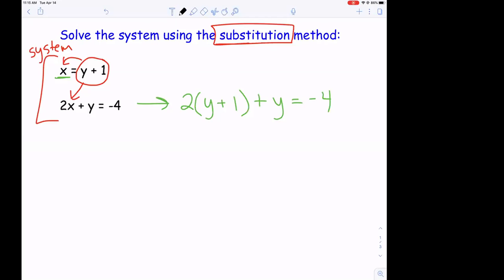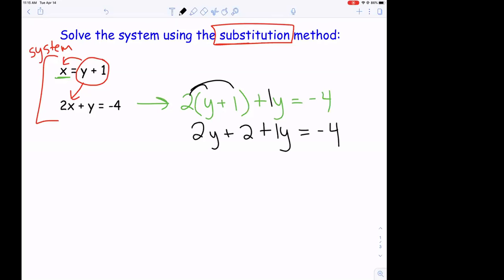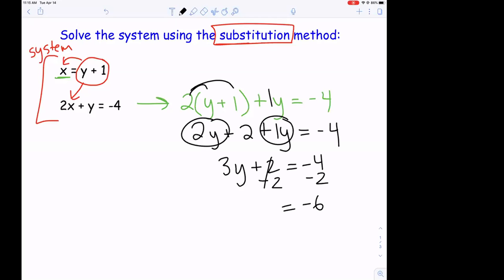Yeah. Sweet. So now we just distribute, and we get 2y plus 2 plus y, I'll just put the invisible 1 in there, not that we need it, equals -4. And then I'm going to combine these guys. 2y plus 1y is 3y, plus 2 still equals -4. Then subtract 2, and we get -6. And then divide by 3, and we get y equals -2. Everybody okay with that? That's just some algebra.